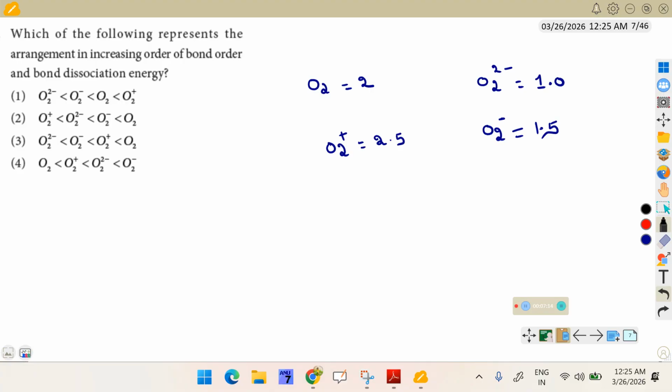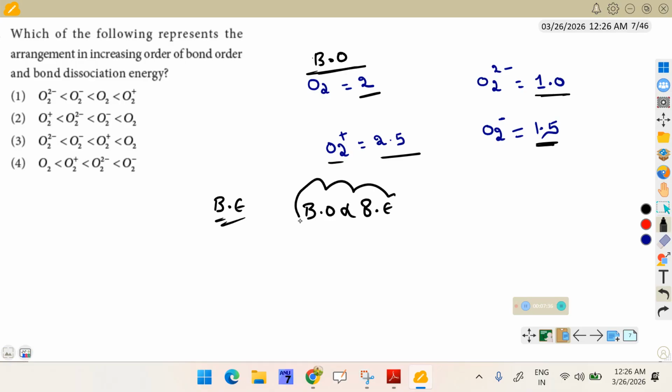Bond dissociation energy. This is the bond order. Bond order of O2 is equal to 2. Bond order of O2 plus is 2.5. O2 2 minus is 1.0. O2 minus is 1.5. We know that what is the relation between bond order and bond energy?